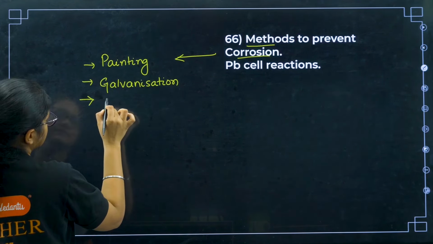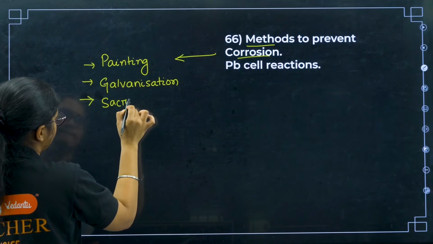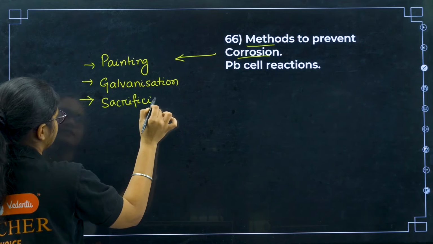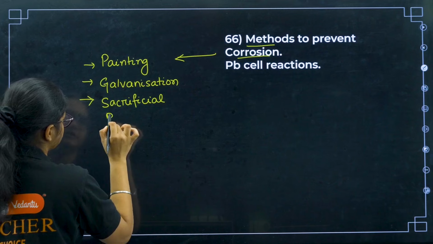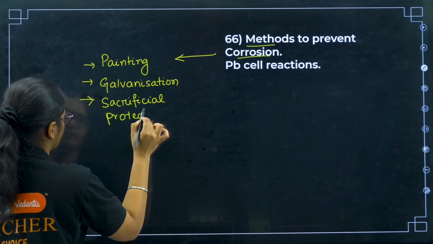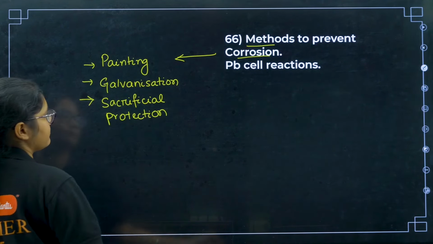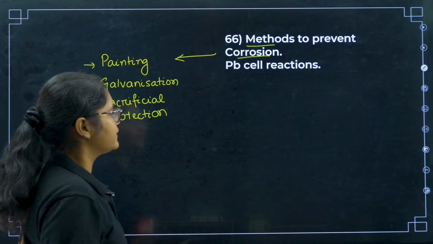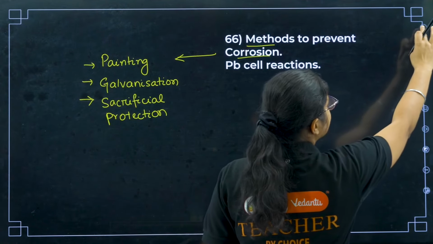Next thing is sacrificial protection. Clear? Now next part is PB lead cell reactions.